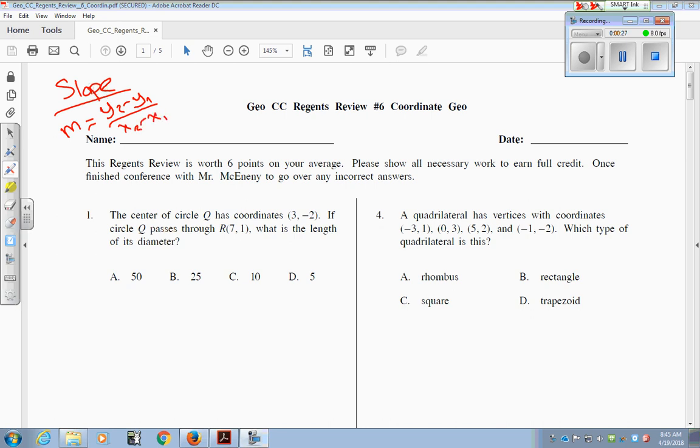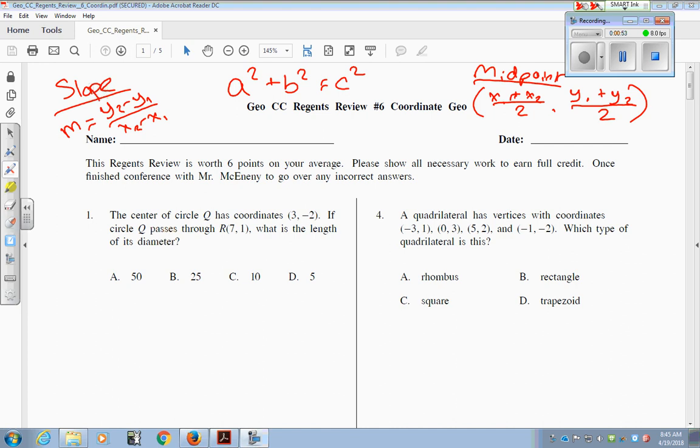You might have to use Pythagorean theorem for distances. Okay, for the distance. And you could also use a distance formula, or you might have to use a midpoint formula, which you find the midpoint by adding the x's and the y's for the two coordinates you need, and find an average of that, so divided by 2. So let's move on to some questions.